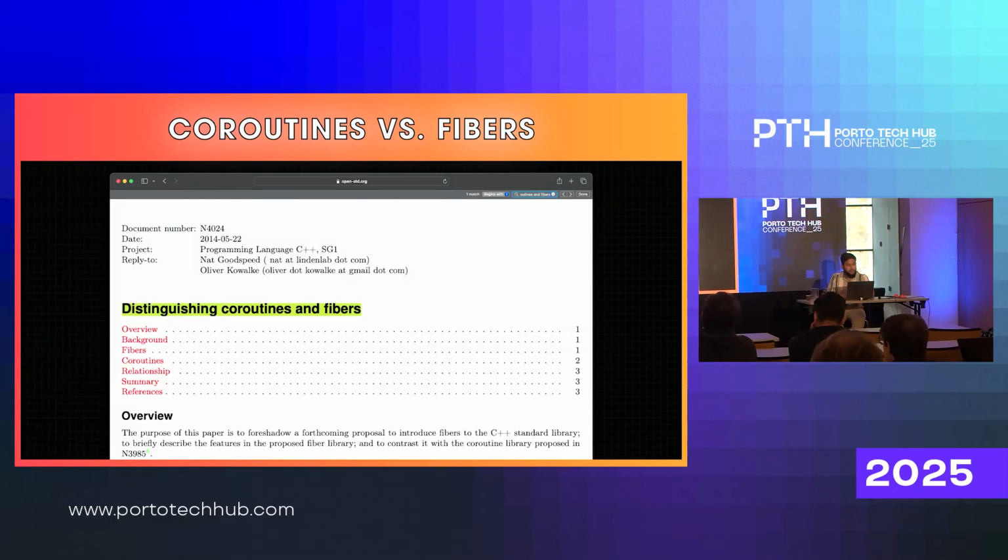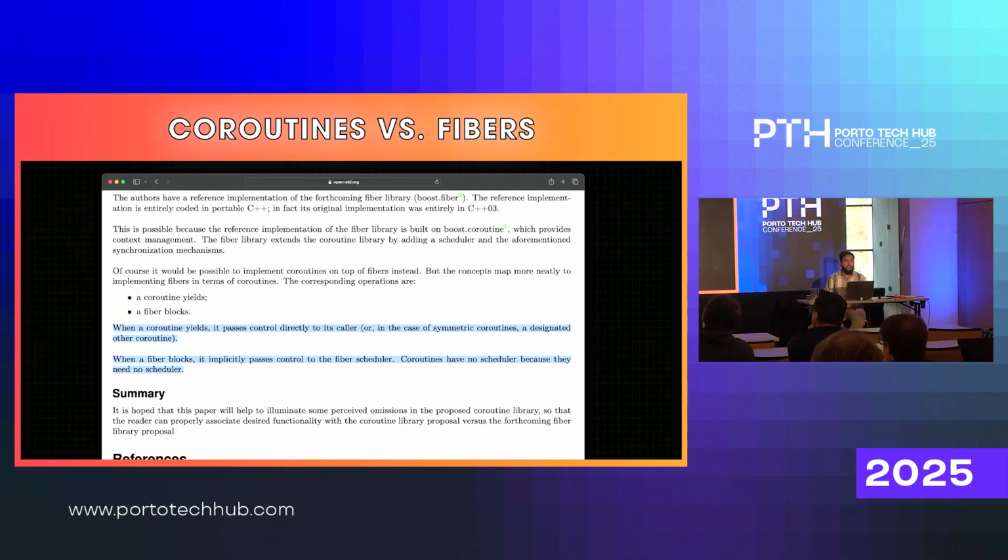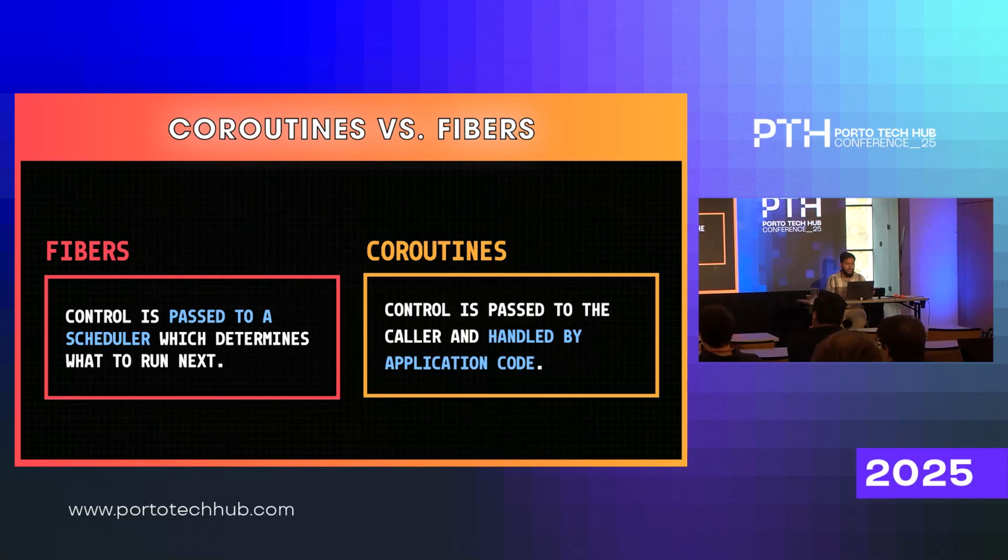There's one that is called Distinguishing Coroutines and Fibers. And one explanation I found is that it says when a coroutine yields, it passes control directly to its caller, and then it talks about a more specific type of coroutines. And then it says when a fiber blocks or yields, it implicitly passes control to the fiber scheduler. And it says coroutines have no scheduler because they need no scheduler.